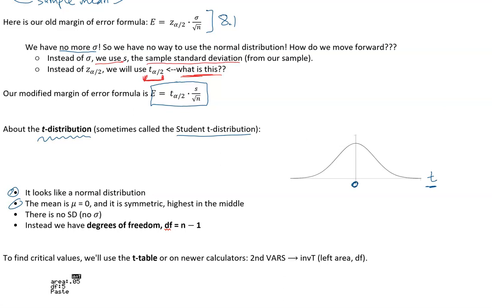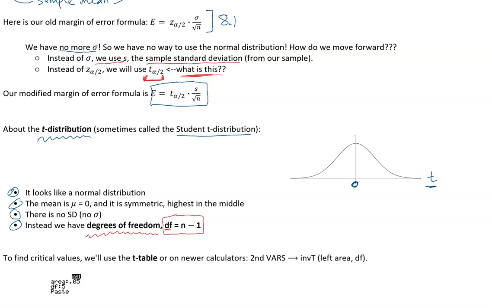But there's no standard deviation, no sigma. Instead, there is this new thing called degrees of freedom. The formula for this, df, degrees of freedom, is n minus 1. So we're going to need to keep track of that. All right, and then we're going to find critical values. We're going to have confidence levels and tail alpha areas and all that stuff again.